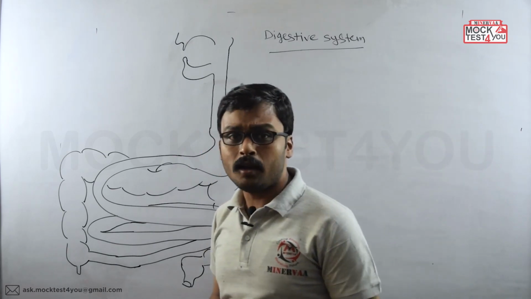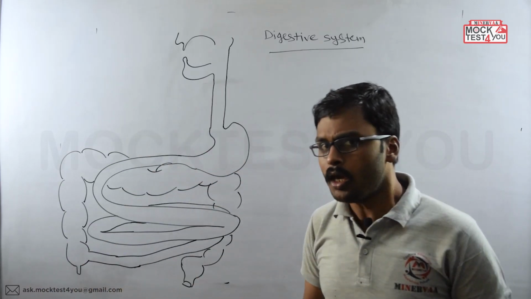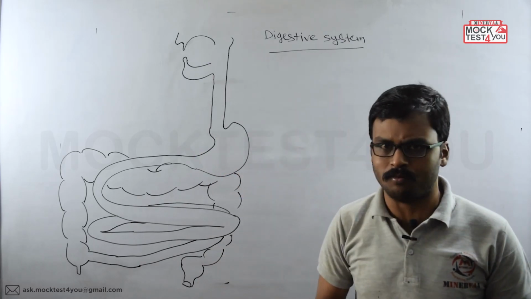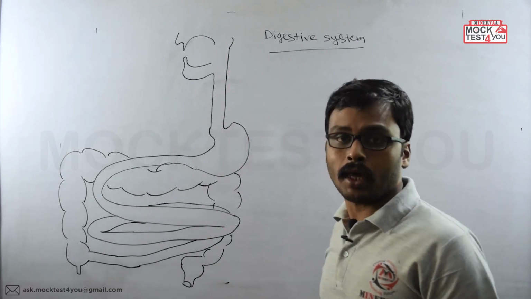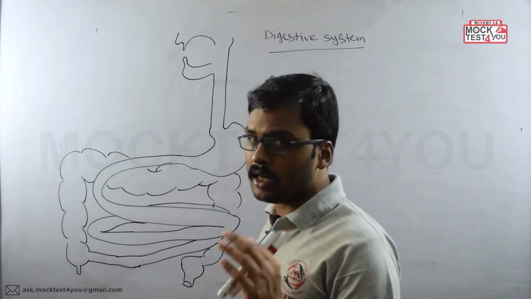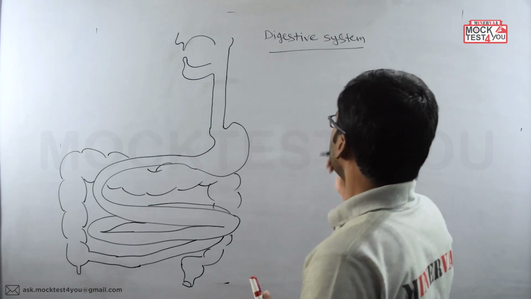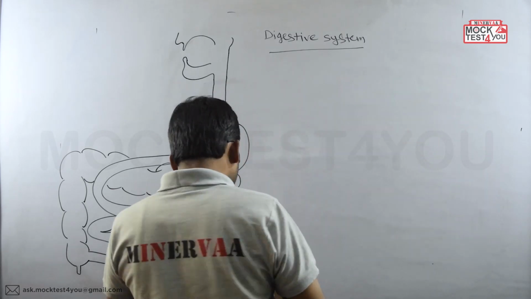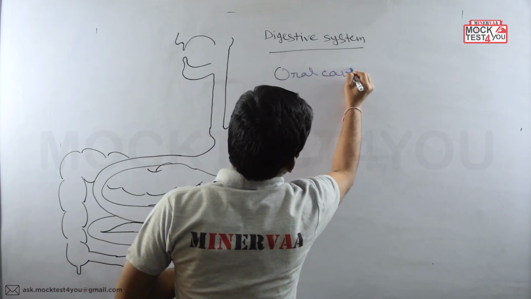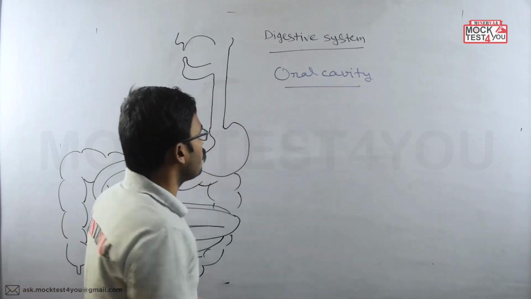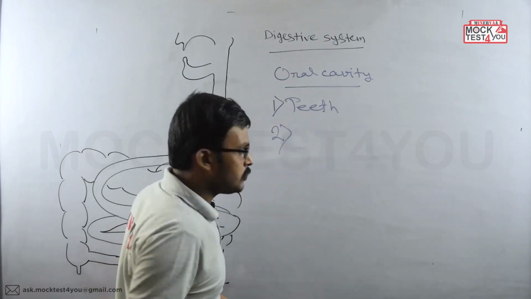So students, we had started a chapter, digestion and absorption, and in our last class we did the structure of our digestive system, and here we have done the detailing of the oral cavity. In the oral cavity we have seen that two structures are very important. One is teeth, and the second one is tongue.